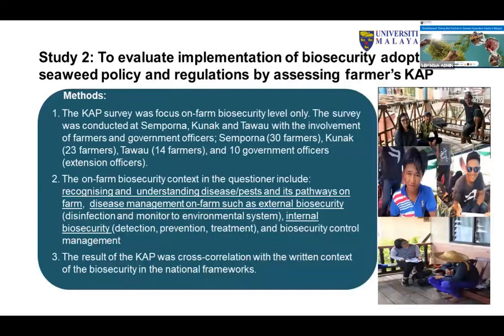In the second study, we evaluate the implementation of biosecurity adopted in the seaweed framework by assessing farmers' and government officers' knowledge, attitude, and practice toward biosecurity. We surveyed 67 farmers and 10 government officers in the three most productive regions during June to August and November 2019. In the questionnaire, we included questions about understanding of disease, pests and their pathways, disease management, and general control on the farm system. The KAP results were cross-correlated with the written context of the national policy and regulation that we observed.